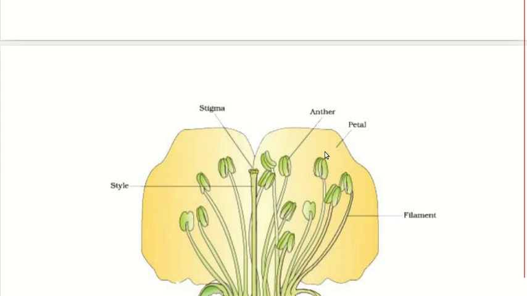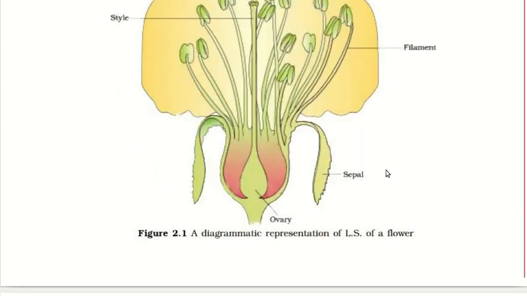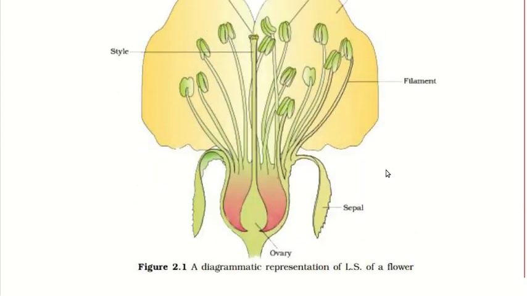diagram-based questions. The first is, this is very rarely asked, a diagrammatic representation of LS of flower, but in case they ask you, you have to draw this flower structure where you have an inferior ovary enclosed by the receptacle or thalamus. This is the sepal and this is the ovary.